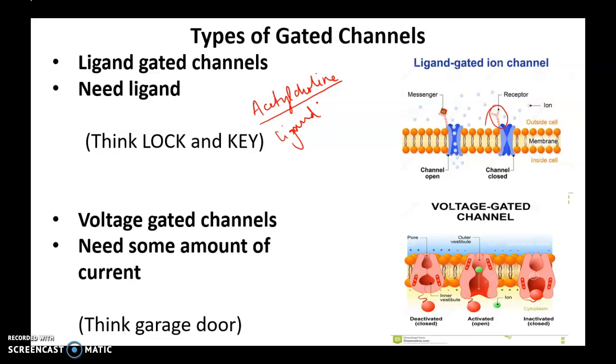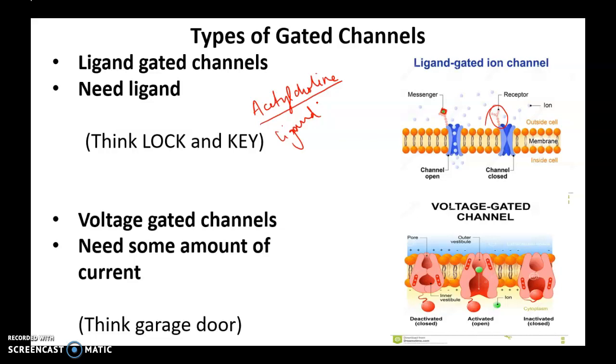So those type of gates are called voltage gated. So think your garage door. Those are called voltage-gated ion channels. And remember, they always need some current or some action potential to be opened. Voltage-gated ion channels, they need current to be opened. In the diagram at the bottom, we do see voltage-gated channels, and they open in response to certain change in membrane potential.